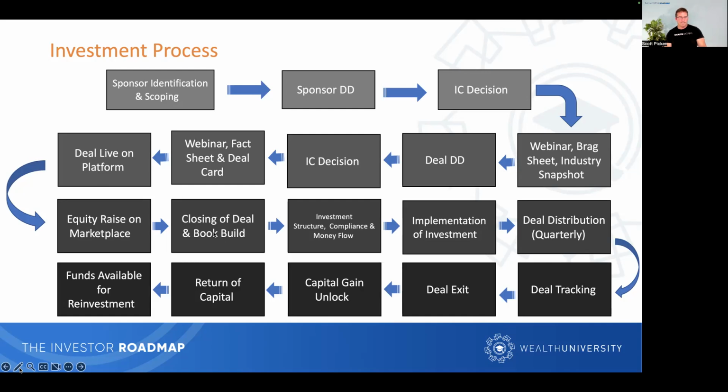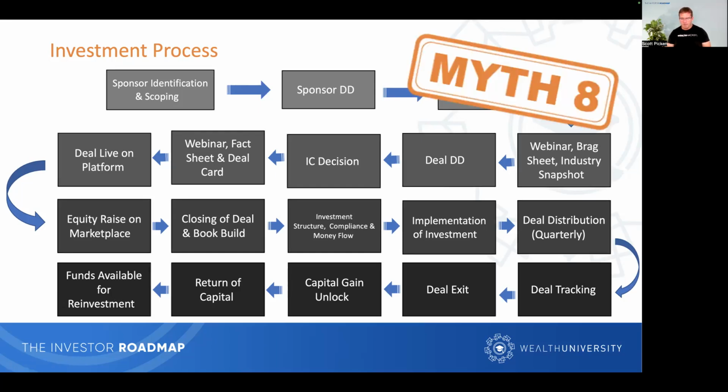We then close the deal and do a book build on the platform. We set up the structure. We implement the investment. We get the deal distributions every quarter. We track the deal on an ongoing basis. We exit the deal. We get our capital gain back. We get the return of capital and your funds available for reinvesting. So, I mean, that's the process overall.